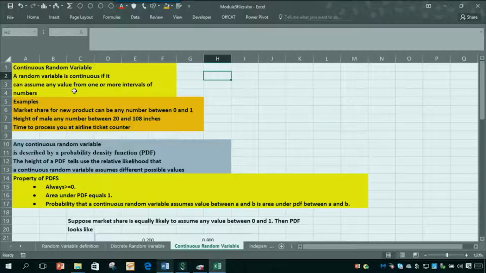Now let's talk about continuous random variables. So when is a random variable continuous? If it can assume any value from one or more intervals of numbers. So let's look at some examples. The market share for a new product can be any number between 0 and 1 or 0 and 100%. So that's an interval, so that's continuous.